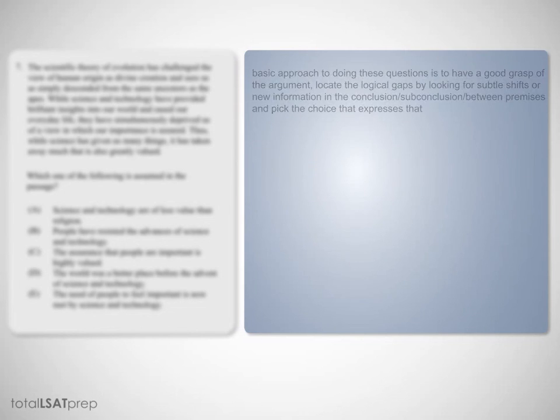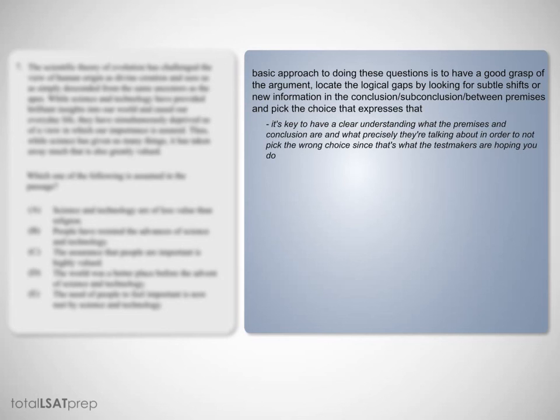Okay, so the basic approach to doing this variation of the assumption question is to have a good grasp of the argument, to locate the logical gaps by looking for subtle shifts or new information in the conclusion or subconclusion or between premises, and to pick the choice that expresses that. It's key to have a clear understanding of what the premises and conclusion are and what precisely they're talking about in order to not pick the wrong choice, since that's what the test makers are hoping that you do.